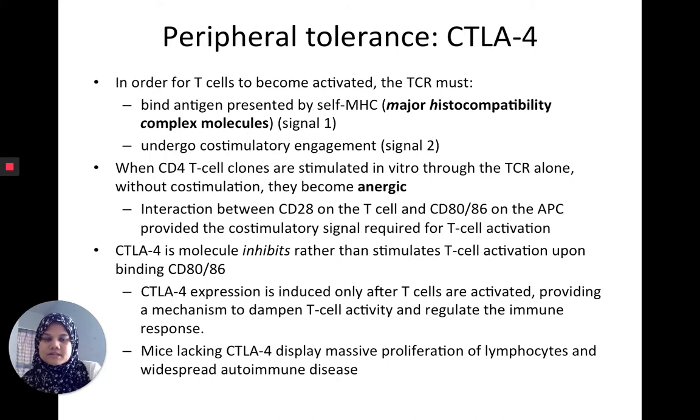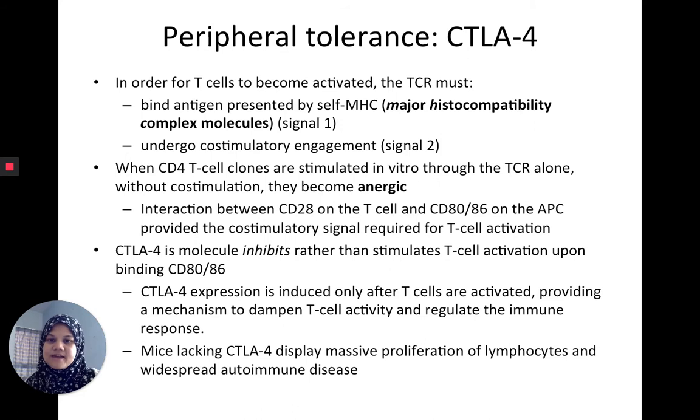A key part of peripheral tolerance also is CTLA4. CTLA4 is an interesting molecule which is able to induce anergy. In order for T cells to become activated, the T cell receptor has to bind the antigens presented by the self MHC, and then they'll undergo post-stimulatory engagement. When CD4 T cell clones are only stimulated through the TCR alone without co-stimulation, they become anergic. To avoid this, you usually have CD28 on the T cell and CD86 on the APC, the antigen presenting cell, which provides the co-stimulatory signal required for activation.